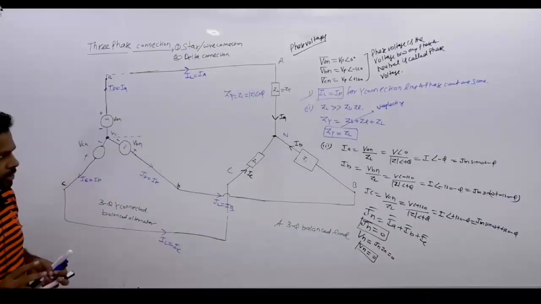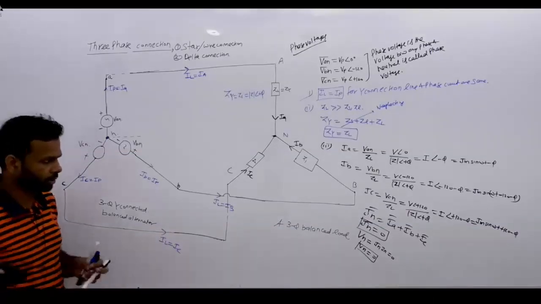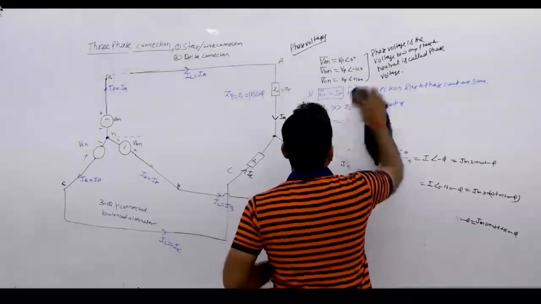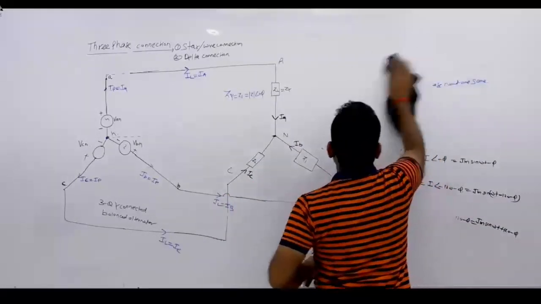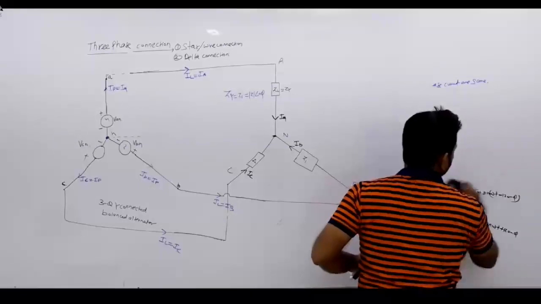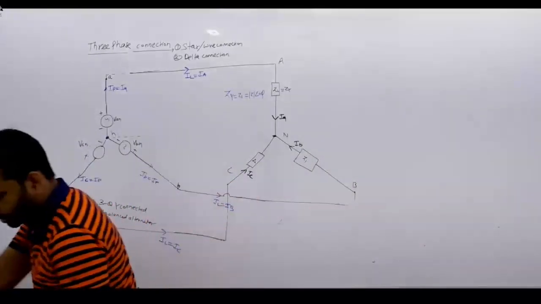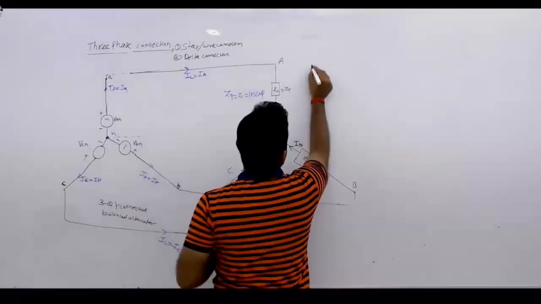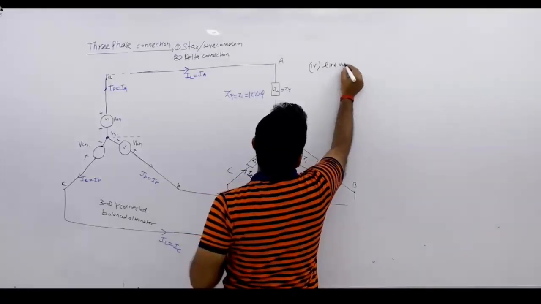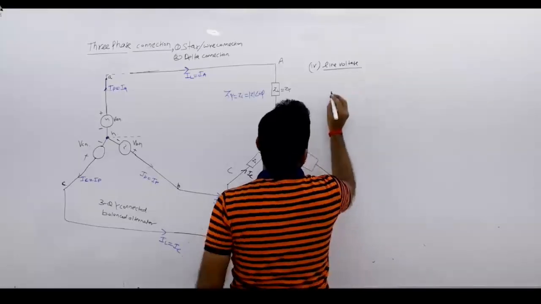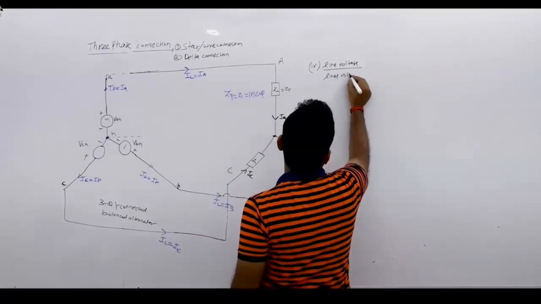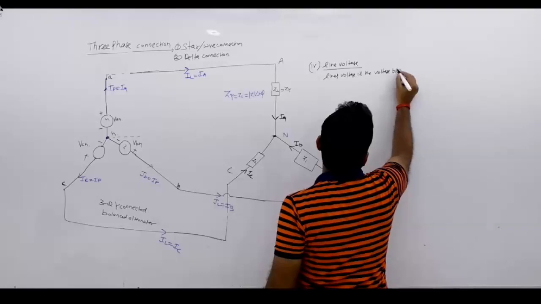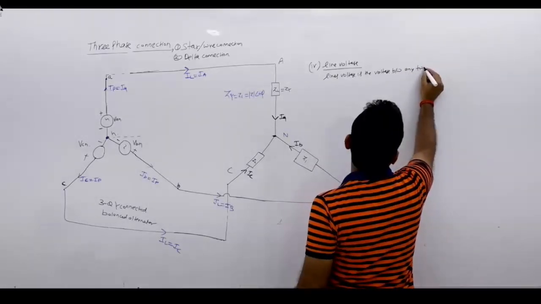So in the 4th point, I just define the line voltages. So what are the line voltages? I think it will be clear to everyone. I am erasing it. Theek hai. So in the next point, I will first define the line voltages. What are the line voltages? Line voltage is the voltage between any two phases.